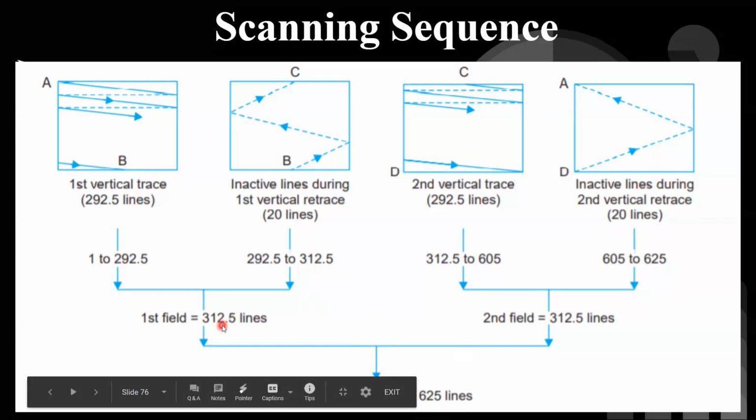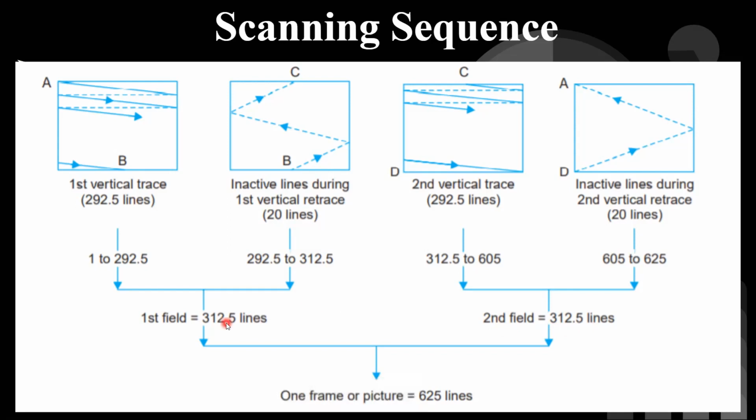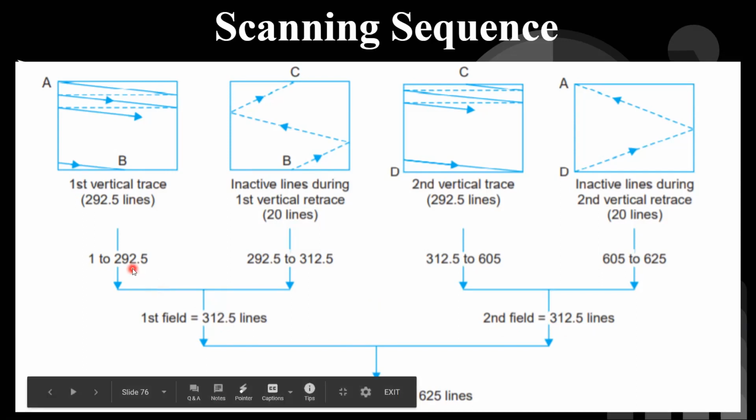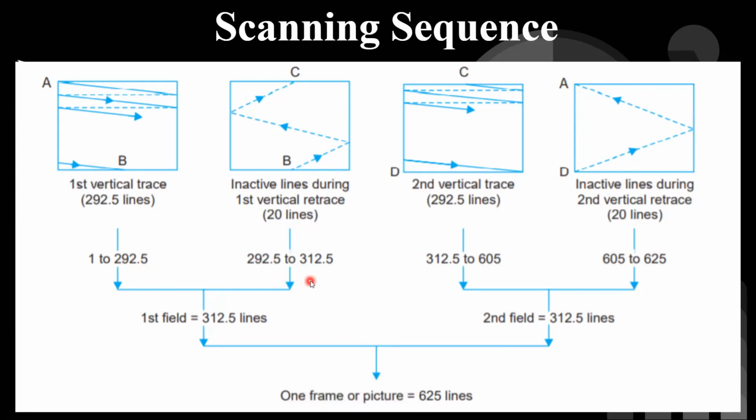In field 1, total lines are 312.5. In field 2, total lines are 312.5. So again, the 312.5 lines are divided into two parts, that is one half and the rest of this one. Clear? That is the majority of the 625 lines system. So we are estimating the 625 lines system, which is helpful to maintain the scanning sequence in the proper order.